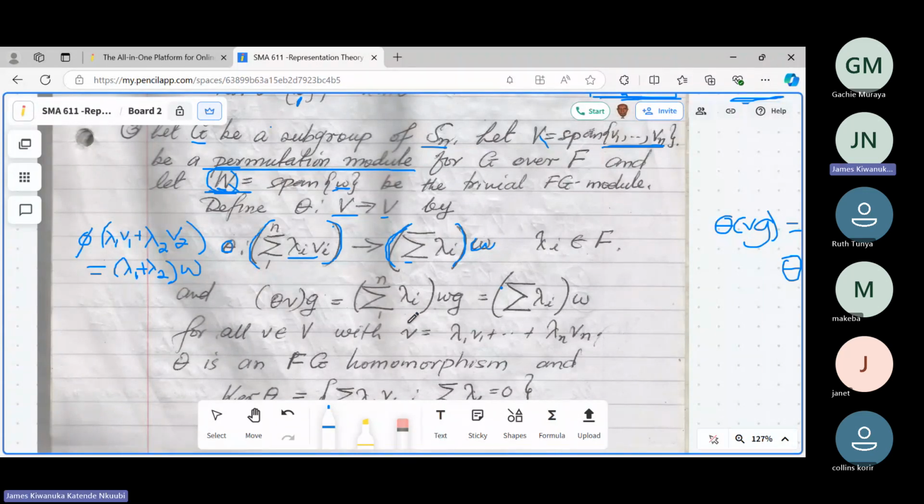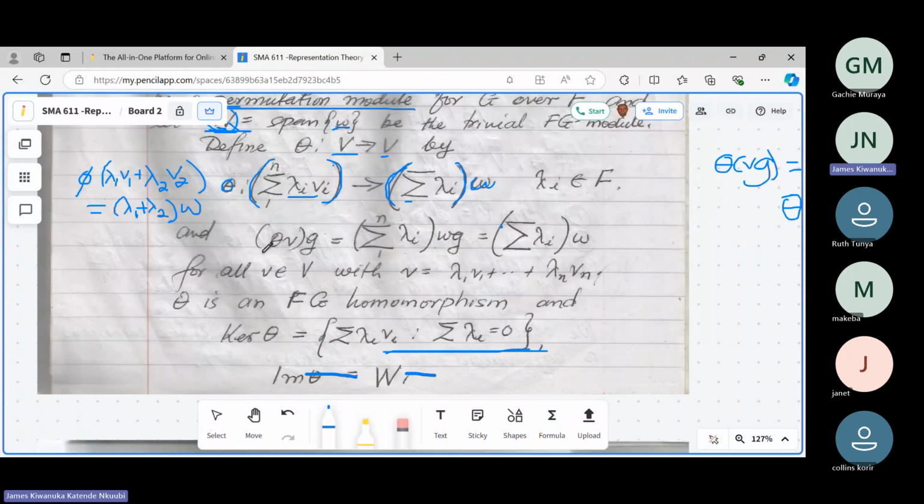So we need to check that this is an FG homomorphism. So it's a linear map. You can check that it is. It is actually a linear map. So again, I will leave that work as an exercise: check that this is a linear map. So you should be able to prove this. Check that it is linear.